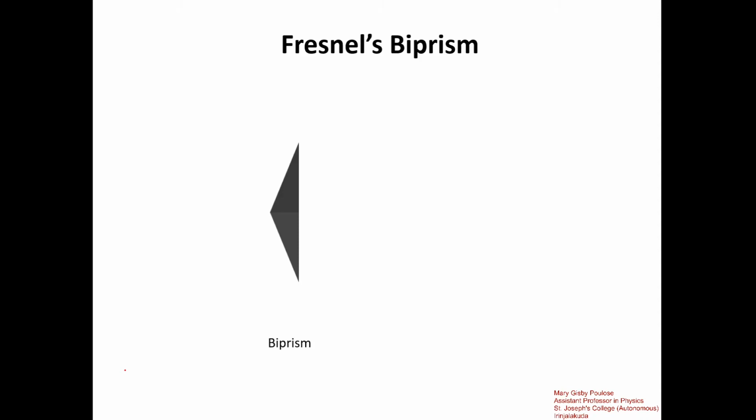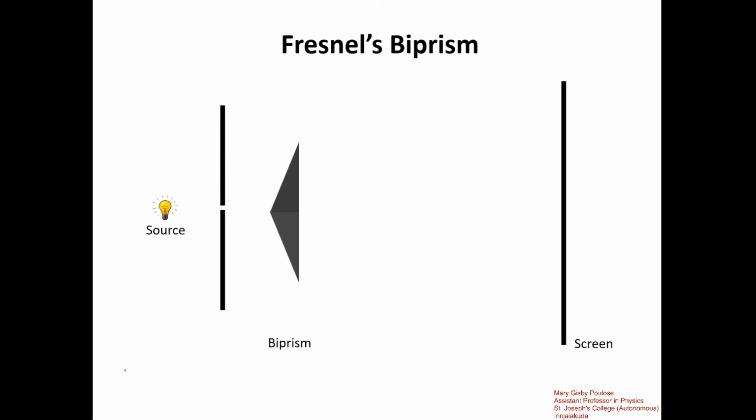What he did in this experiment was he placed a monochromatic source of light in front of this biprism, and light from it was allowed to pass through a slit. The slit makes the beam narrow. Now, he placed a screen after the biprism. So this is the basic setup of this experiment.